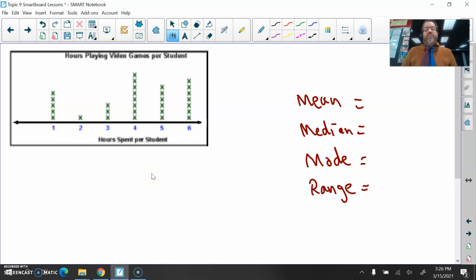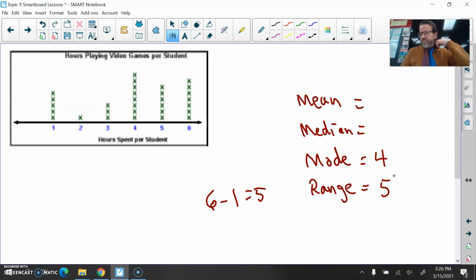But anyway, the mode here, what was the most common number of hours spent playing video games per day? Well, it looks like 4. That's the tallest stack. So our mode is 4. That was pretty easy to find, wasn't it? Also easy to find is the range. We have a high number of 6 and a low number of 1, and 6 minus 1 is 5 hours. So we have a range of 5 hours.